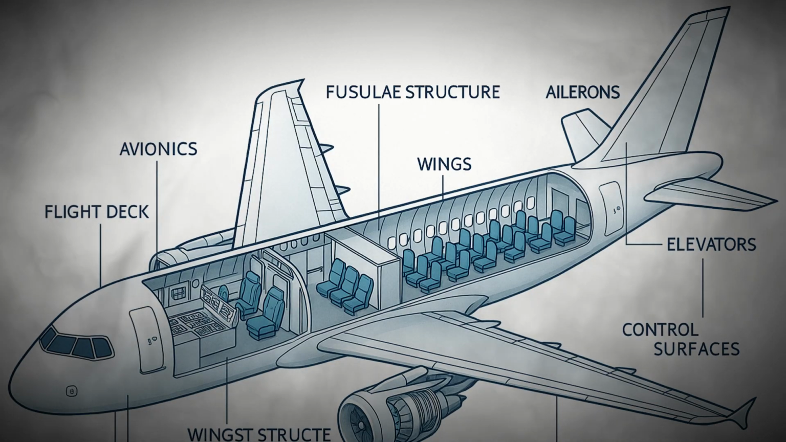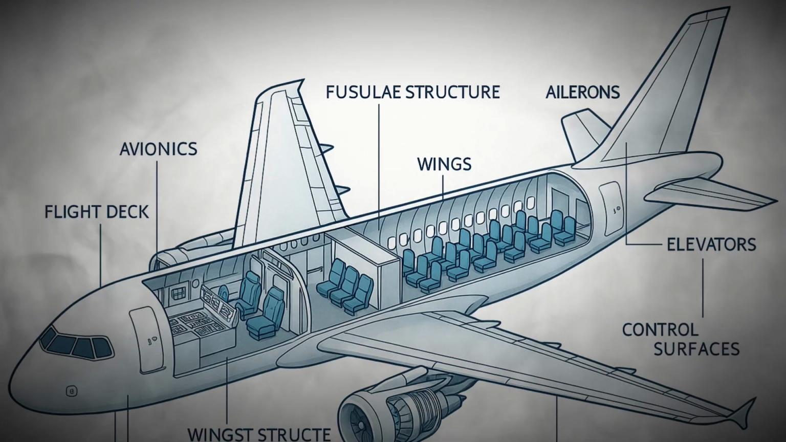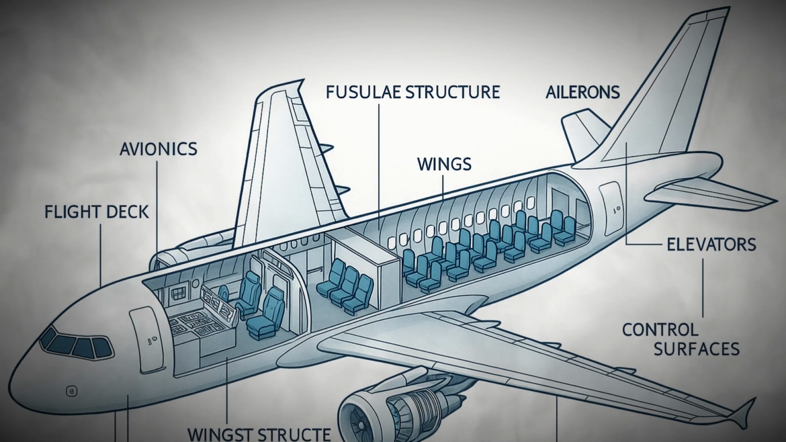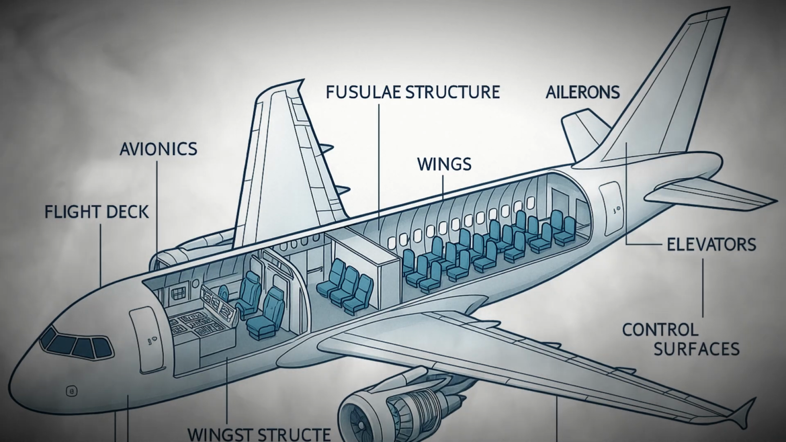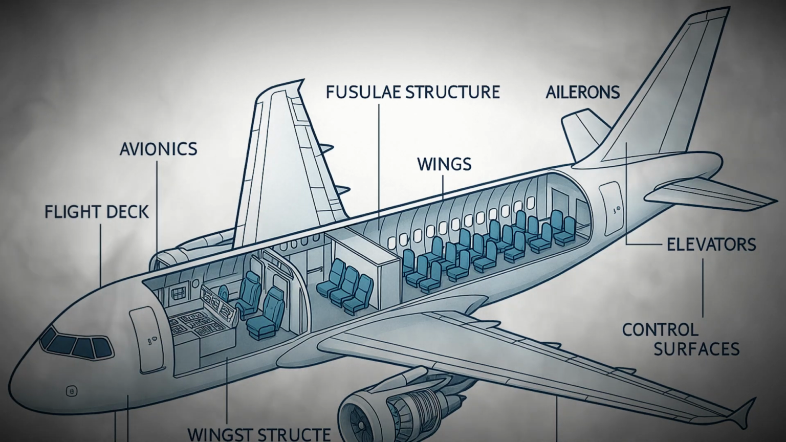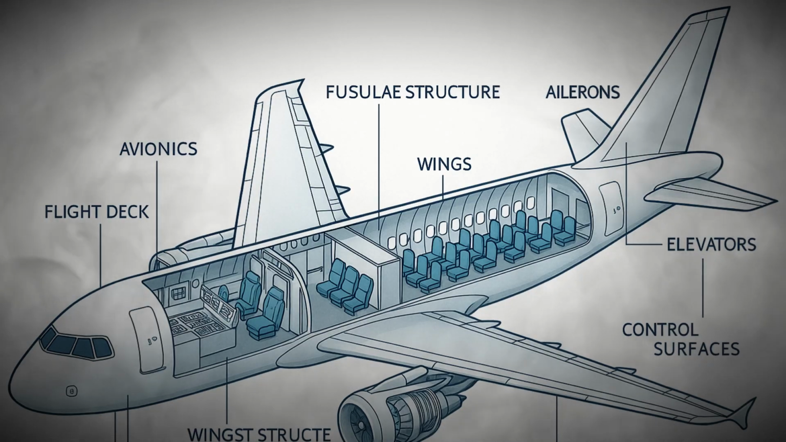Moving the yoke forward and backward changes the position of the elevators on the tail, controlling pitch. Pulling back on the yoke raises the nose, increasing the angle of attack and causing the airplane to climb, while pushing forward lowers the nose and reduces lift, causing descent. Turning the yoke left or right operates the ailerons, creating roll and allowing the airplane to bank into turns.